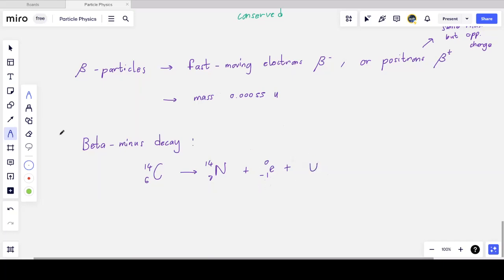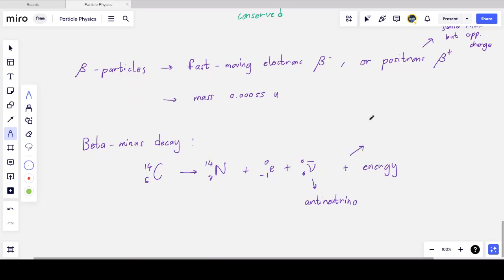And another particle is formed, which we aren't going to talk about in too much detail, but it's called an electron antineutrino, or we're just going to call it an antineutrino. It's a very light particle, can move very fast, and is hard to detect as well. And there's some energy in this process as well.